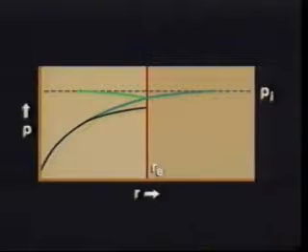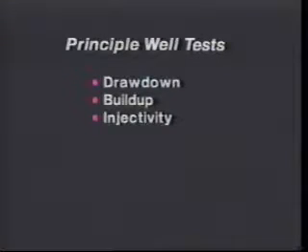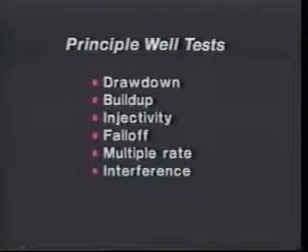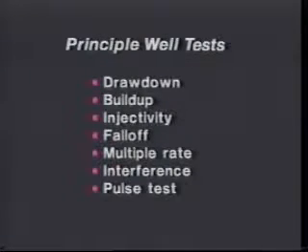In our discussions, we have developed a list of the principal well tests: drawdown, build-up, injectivity, fall-off, multiple rate, interference, and finally the pulse test. You should now have a pretty good understanding of each. Before going on to their interpretation, please pause the tape and work exercises 1, 2, and 3 in your manual.